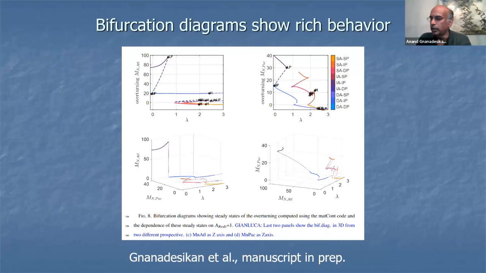We can also apply continuation methods to look at the structure of this, dynamical systems methods. So this is from a manuscript that we have in prep, again, showing these different colors, showing different overturning geometries. This is the Atlantic, this is the Pacific. And we find a bunch of different states here as this is the amplitude of the hydrological cycle. So as we increase the amplitude of the hydrological cycle, we find multiple transitions, multiple unstable steady states, stable steady states, catastrophic transitions, fold bifurcations, Hopf bifurcations, all kinds of interesting behavior.